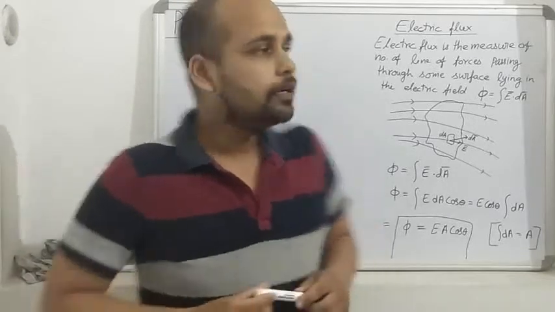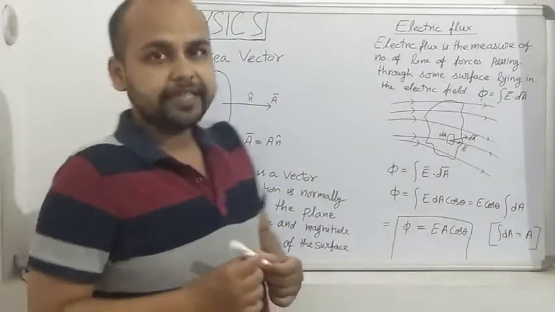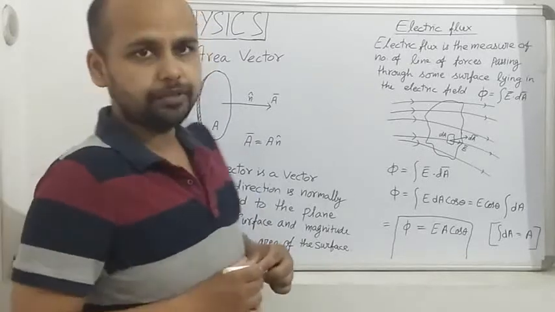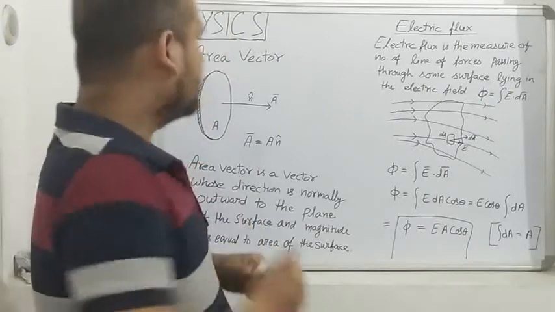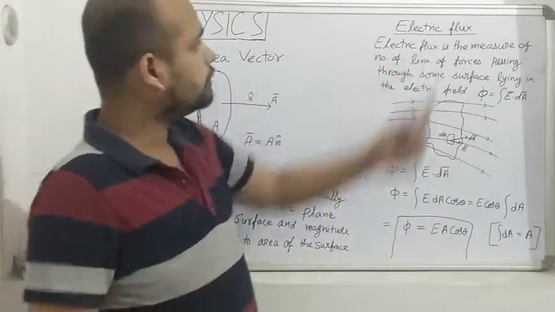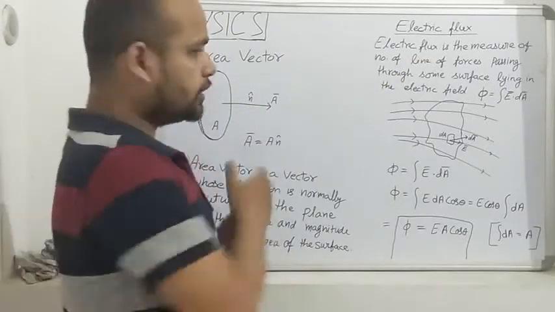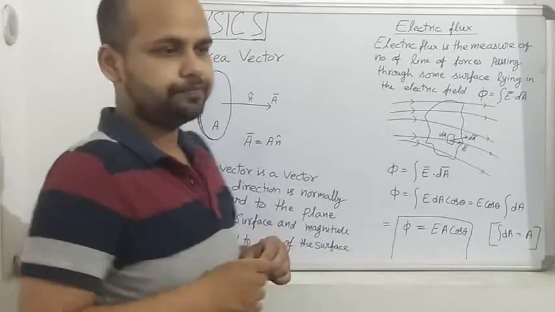Hello everybody. We are going to start the second chapter, that is Gauss theorem. In that, first of all, we will see about certain terms. One is your area vector and the other one is electric flux. So let us first of all talk about area vector.